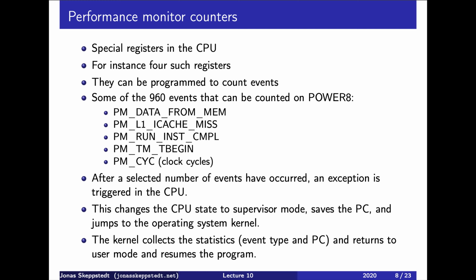So what happens when we get an exception? Well, since it is the operating system which takes over, the CPU state changes from user mode to supervisor mode. And then it saves the program counter where it was, partly so that it can return in the proper place, but for the performance monitoring, it saves the program counter to collect statistics about this address.